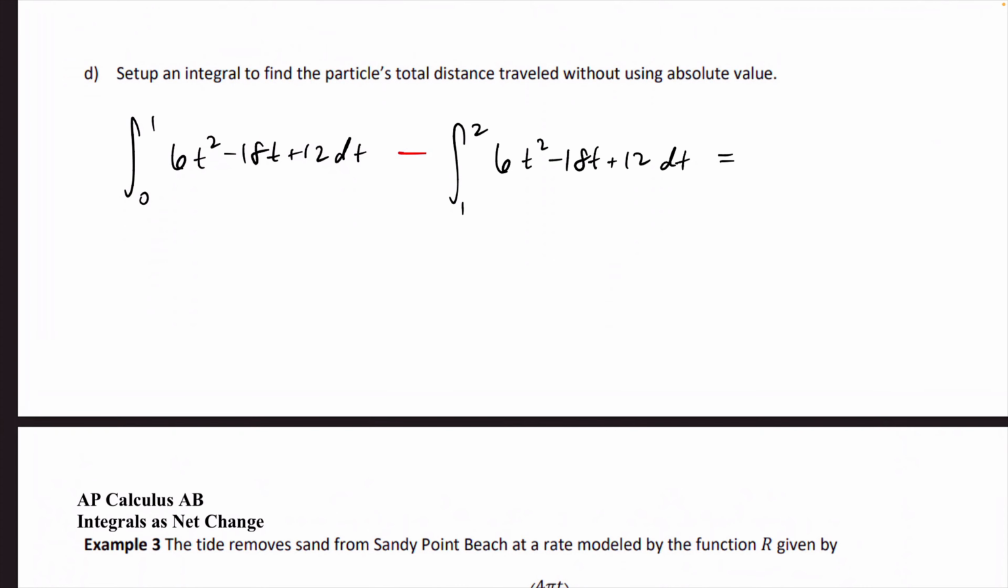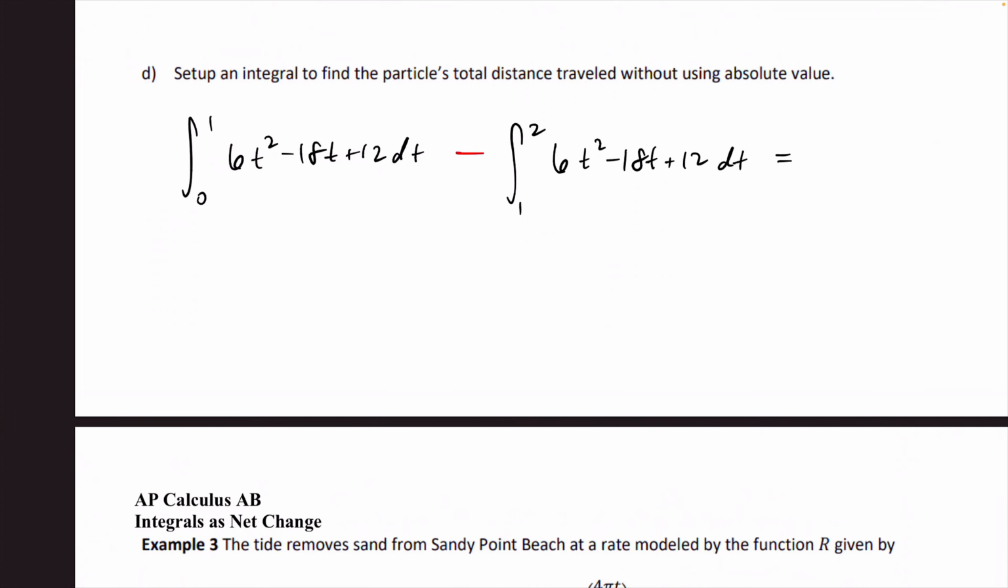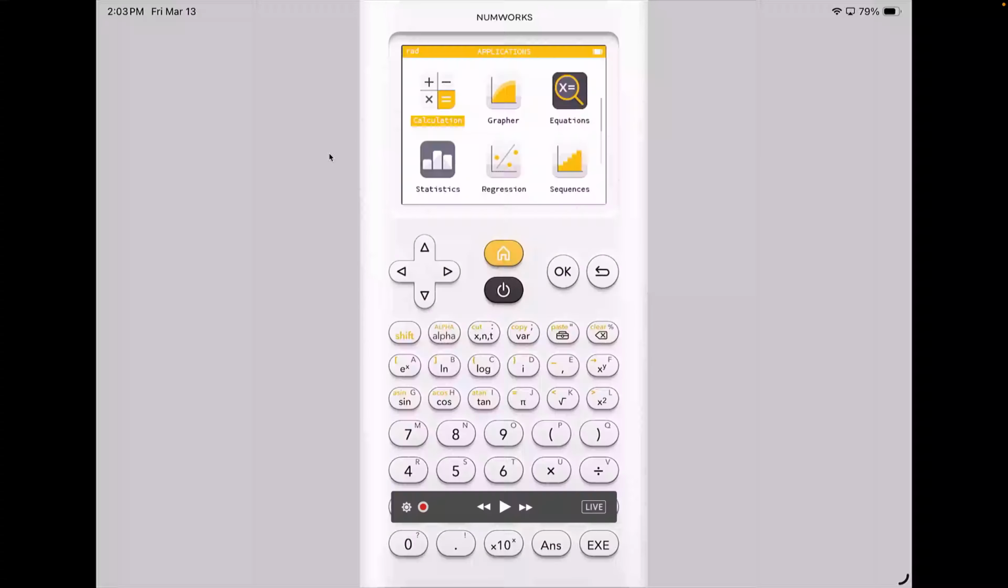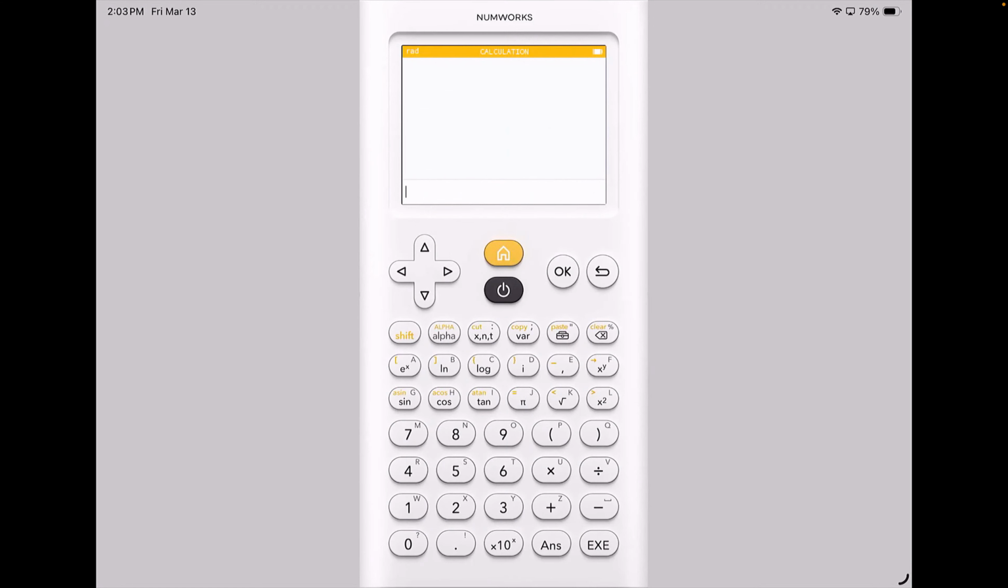So if you were to actually do that, watch, I'll do it real quick on the calculator to show you. The nice thing about these calculators is you can cut and paste as long as your calculator remembers what you just did. My calculator doesn't remember. But you could actually verify it. 0 to 1, 6x squared minus 18x plus 12. And then I minus.